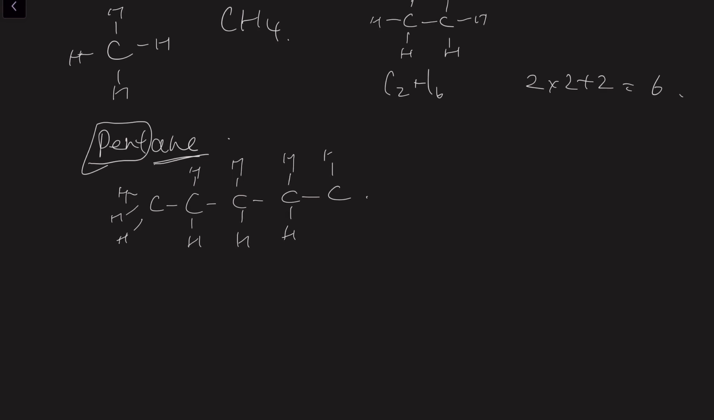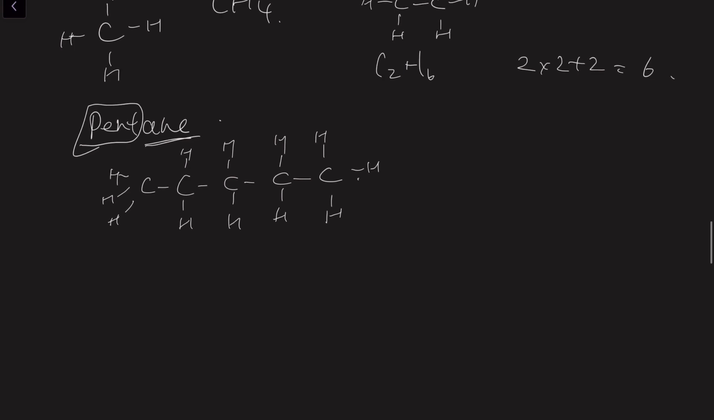So what is the trick of drawing hydrogen atoms? If you look at each carbon in isolation, it should only be connected to 4 different things. So for this carbon, it's connected to 3 hydrogens and 1 other carbon. Carbon number 2 is connected to 2 hydrogens and 2 carbons.